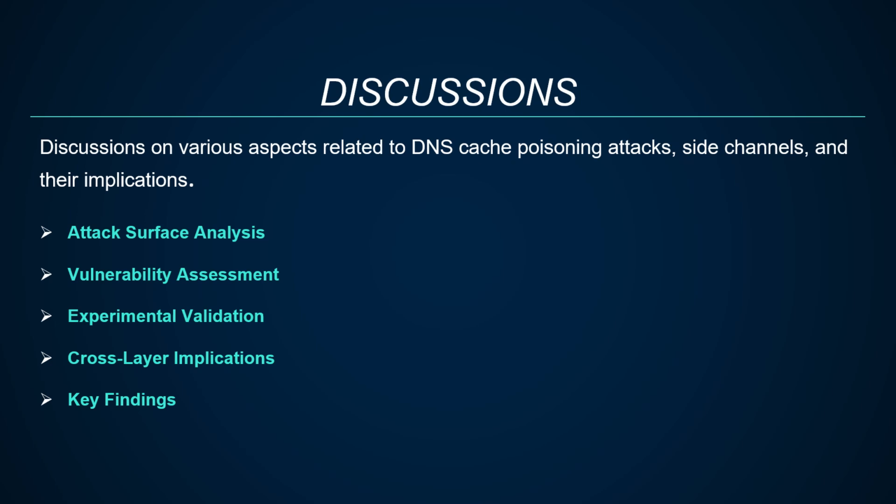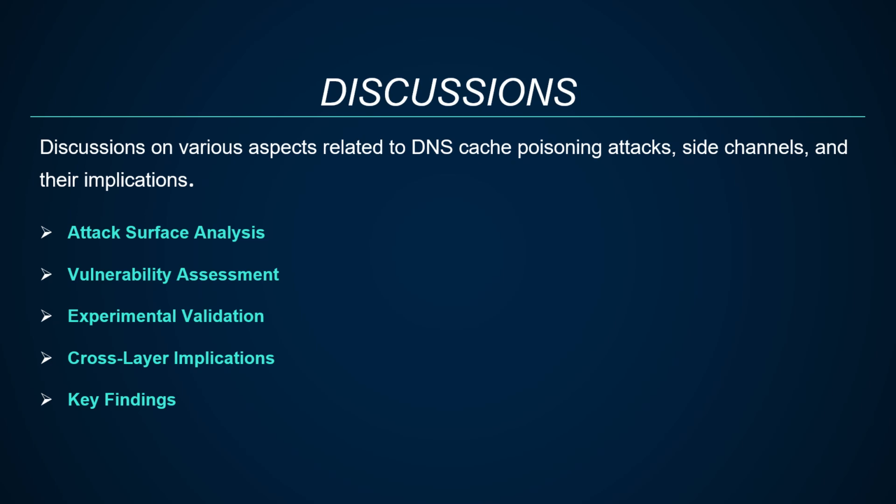Discussions on various aspects related to DNS cache poisoning attacks, side channels, and their implications. Attack surface analysis. The researchers conducted an analysis of the attack surface, uncovering strong side channels that have existed for over a decade in Linux kernels. These side channels affect a wide variety of DNS software running on top of Linux, including popular services like BIND, Unbound, and DNSmasq.